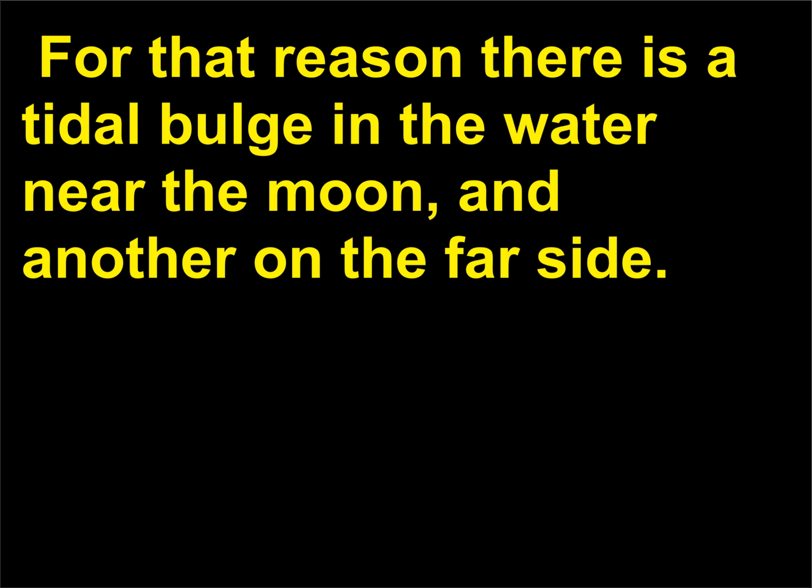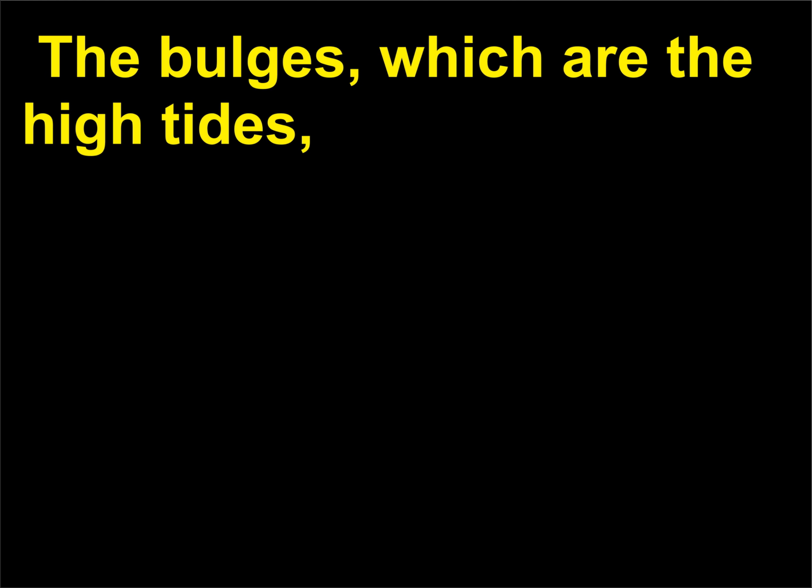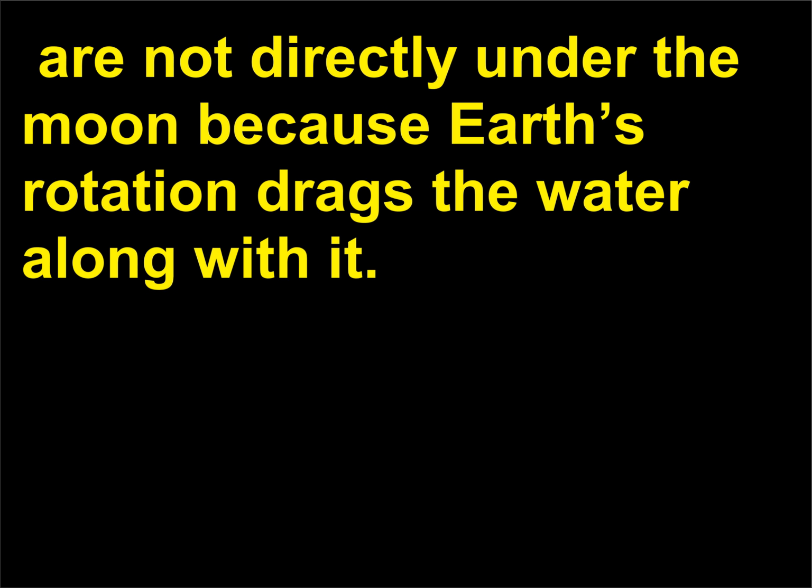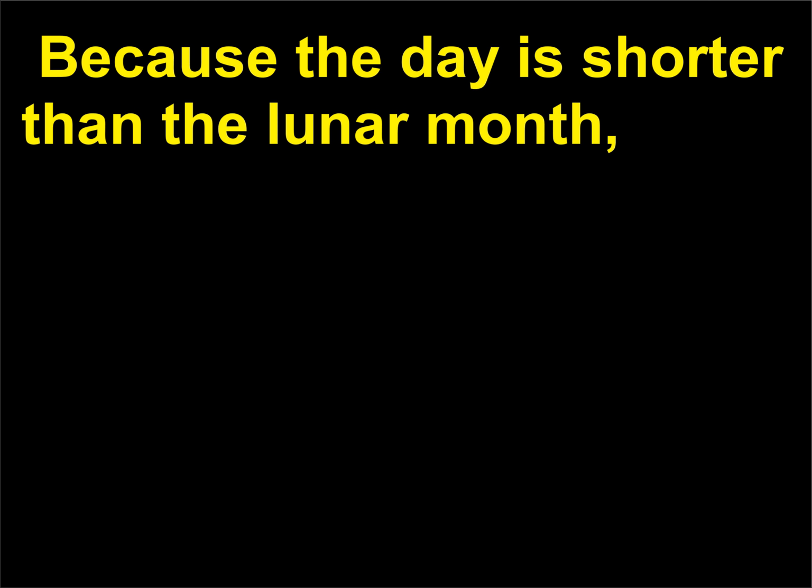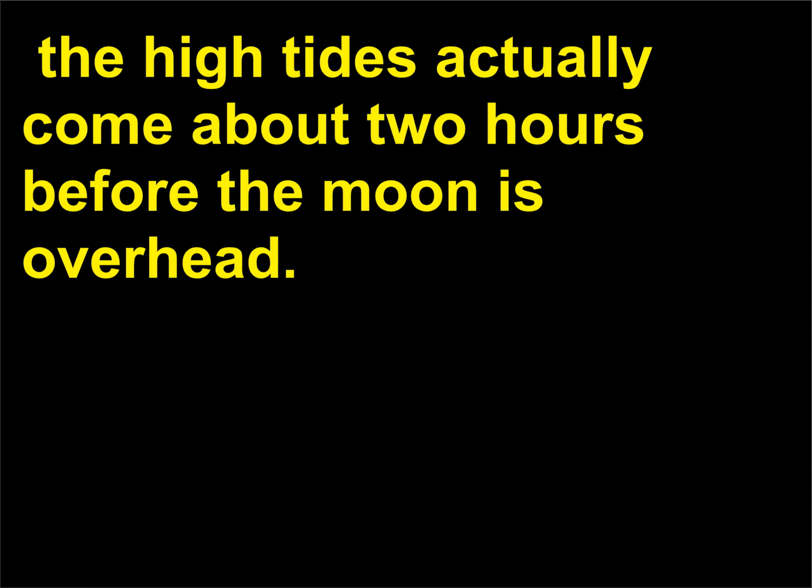For that reason there is a tidal bulge in the water near the moon, and another on the far side. The bulges, which are the high tides, are not directly under the moon because Earth's rotation drags the water along with it. Because the day is shorter than the lunar month, the high tides actually come about 2 hours before the moon is overhead.